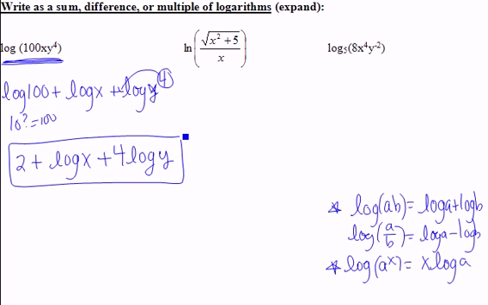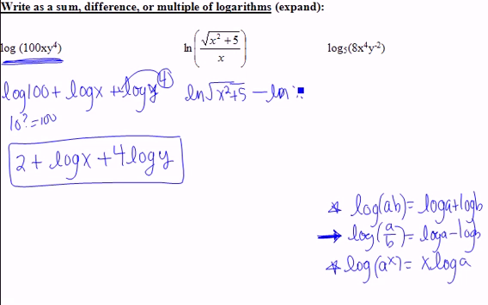In this second example, I'm seeing a quotient. Just on my first instinct here, I see, whoa, it's a fraction. So this is going to be our second property here, the log of a quotient. So we'll make that into the log of a difference, the natural log of the square root of x squared plus 5 minus the natural log of x.